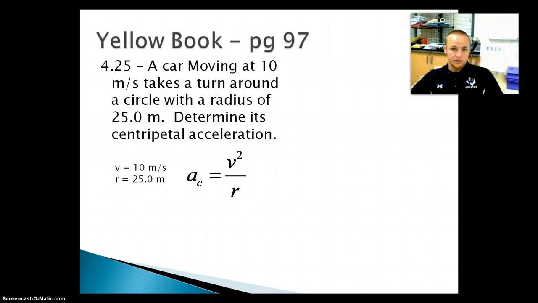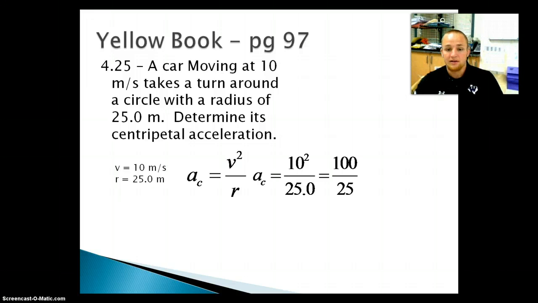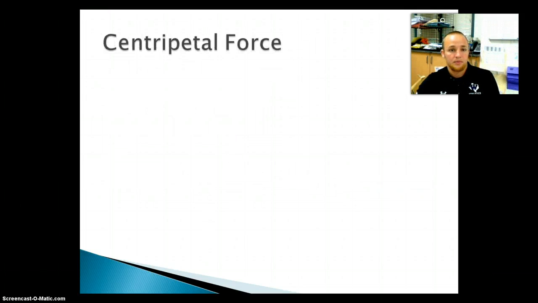We take that equation, we know that our centripetal acceleration equals v squared over r. So simple, we plug it in. Our v is 10, and our radius is 25, so 10 squared over 25. And we get 100 over 25, and our answer is 4 meters per second squared. So our centripetal acceleration is 4 meters per second squared. So we're always advancing toward the center of that circle at 4 meters per second every second.